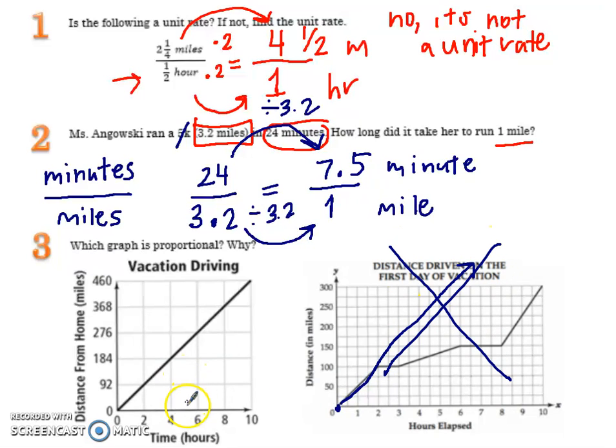So now let's look at this one. Is this one proportional? We can't just assume it is. It looks like it does form a straight line. It appears to be straight. It is starting at the origin.